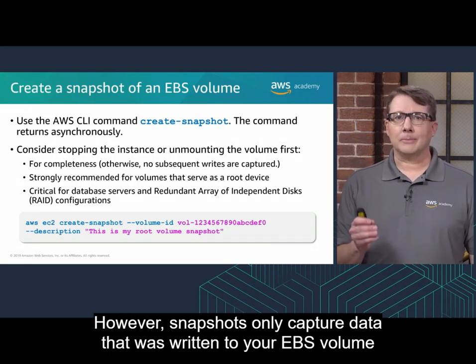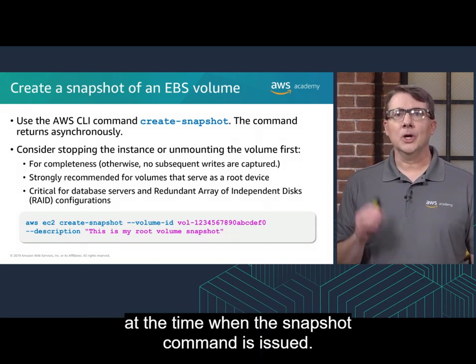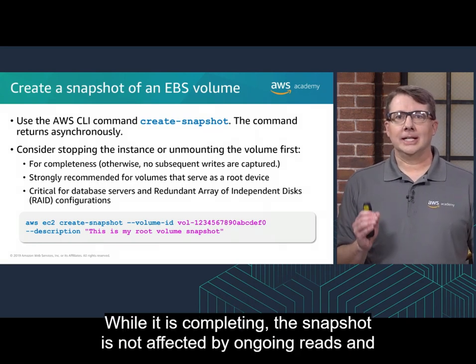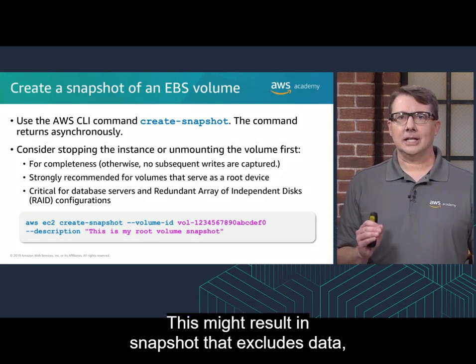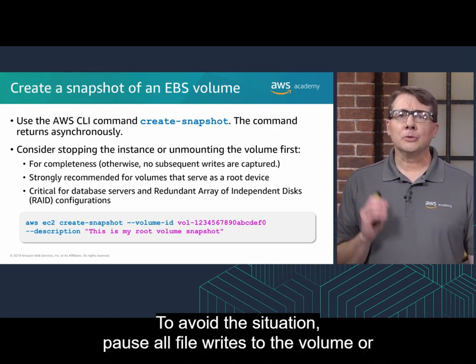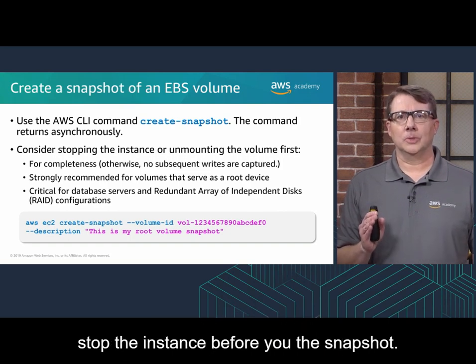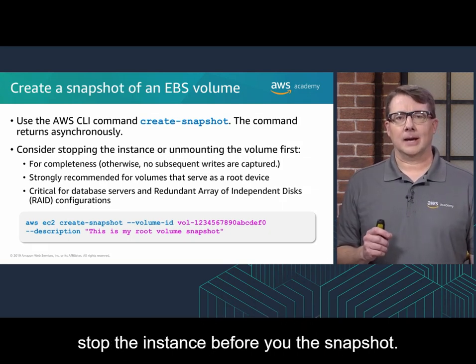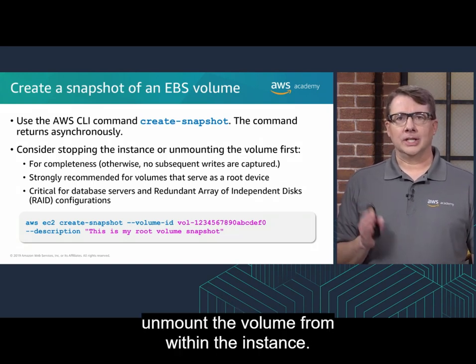However, snapshots only capture data that was written to your EBS volume at the time when the snapshot command is issued. While it is completing, the snapshot is not affected by ongoing reads and writes to the volume. This might result in a snapshot that excludes data that was cached by applications or the operating system. To avoid this situation, pause all file writes to the volume or stop the instance before you take the snapshot. If you can't pause all file writes, unmount the volume from within the instance.